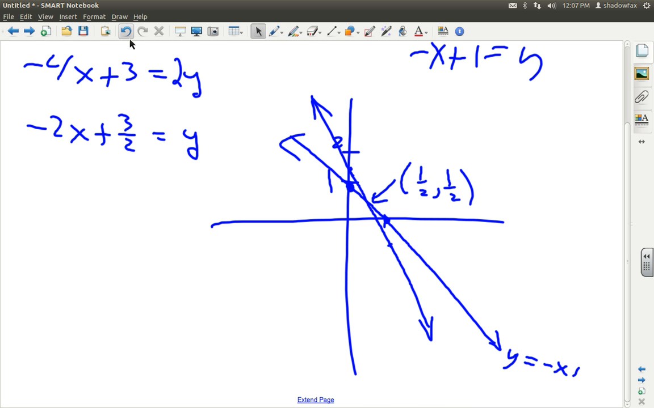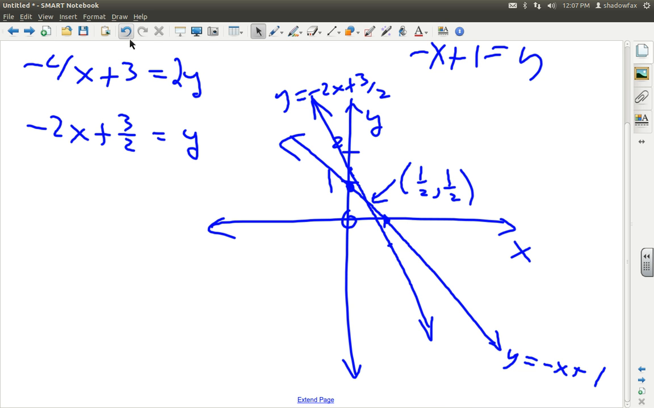Y is equal to negative 2x plus 3 halves. And this one turns into y equals negative x plus 1. And where did my plus 1 go? Okay. Oh, and I didn't label this guy. This guy is y equals negative 2x plus 3 halves. Just label each line, right? And the axes, and the origin. Label everything, right? Okay, there's a complete graph.